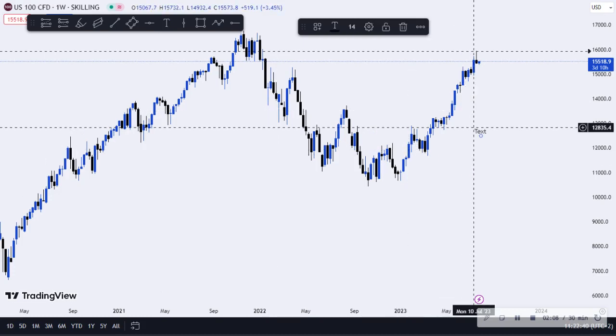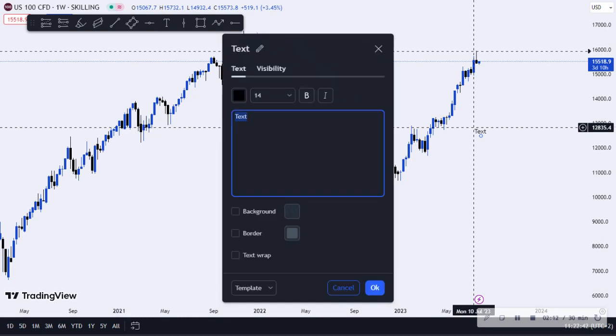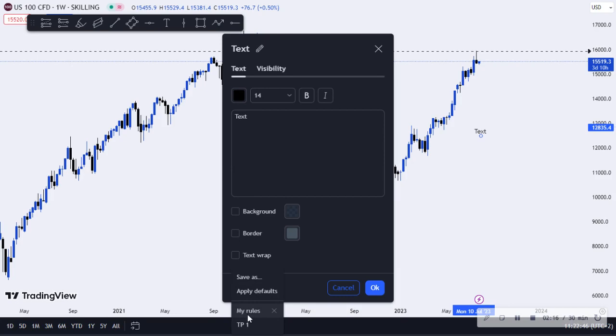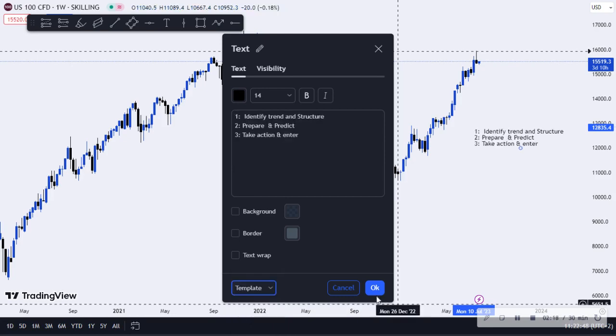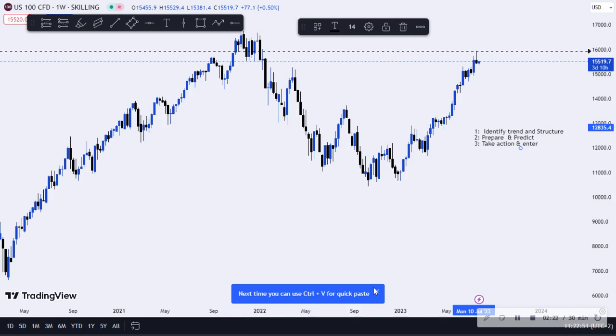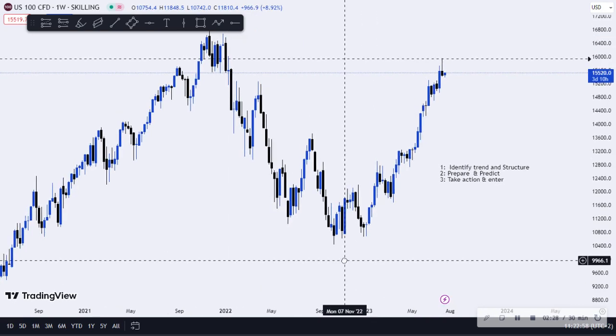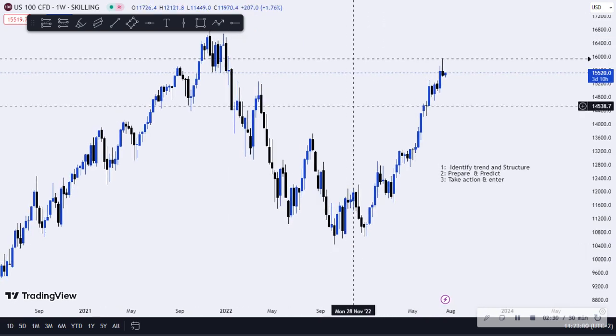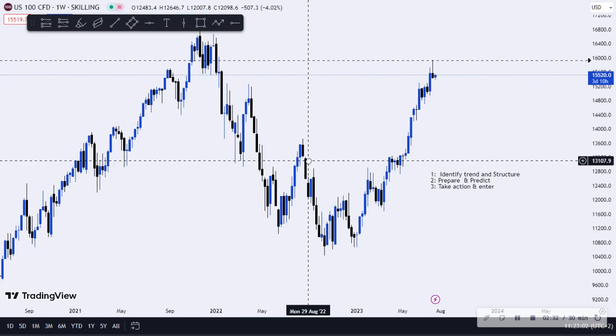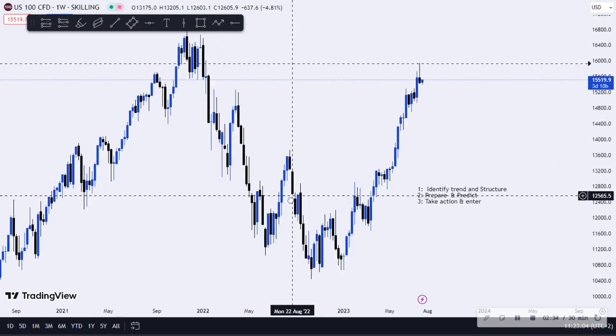This strategy has been working. If something works for me and doesn't work for you, don't blame me, don't blame the strategy, blame yourself. You don't know how to use it the way I use it. Anyways, first thing, this is NAS 100, guys. I'll be teaching you everything about this strategy.